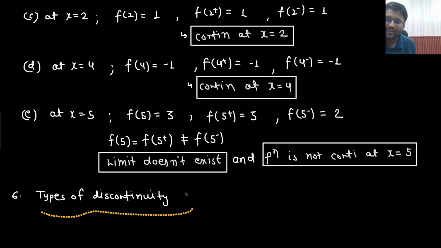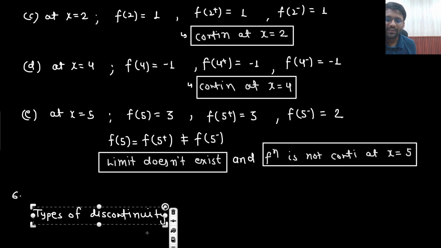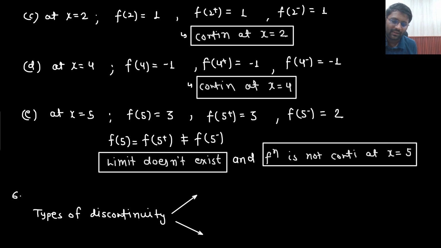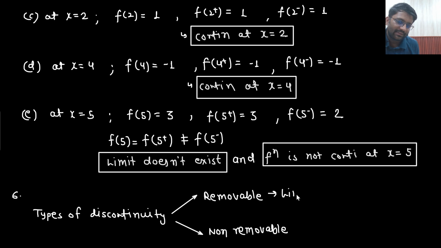Two kinds of discontinuity are there. First one is removable and the other one is non-removable. What is the meaning of removable discontinuity? That means limit exists, but surely it is not continuous. That's why we are talking about discontinuity.